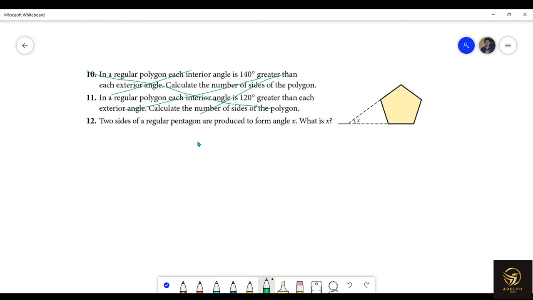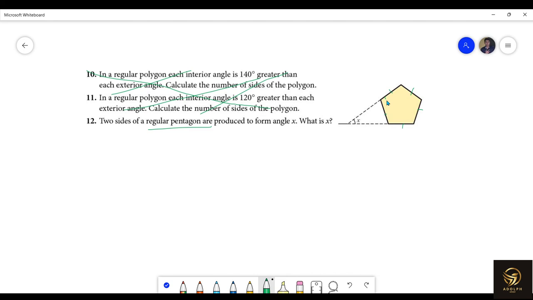So the next problem we are going to work on is this 12th one, not the 10th and 11th, they are easy. The 12th one is an extensive one, but still we can do it. The two sides of a regular pentagon are produced to form the angle x. What is x? This is a regular polygon, they mentioned regular pentagon. So it has five sides, pentagon means five.